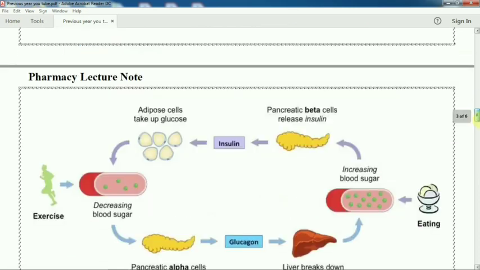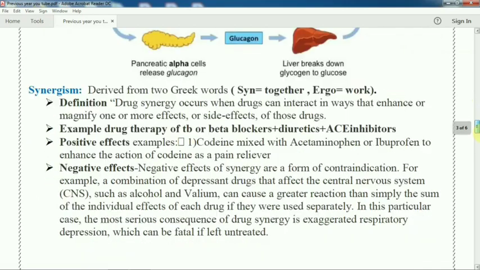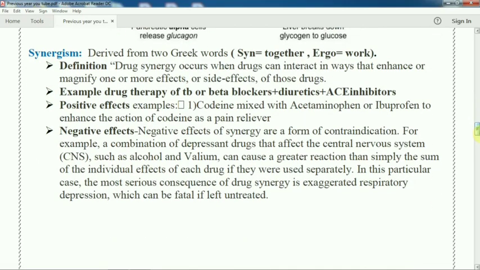Now comes synergism. In the word synergism, syn means together, ergo means work. That means work together. Drug synergy occurs when drugs interact in a way that enhances or magnifies one or more effects or side effects of those drugs. Example, drug therapy of TB.